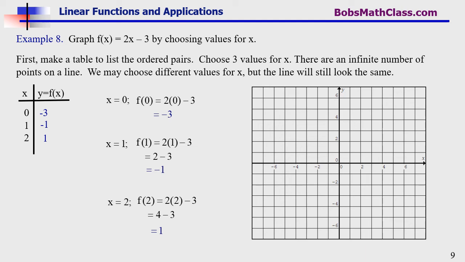So now we're going to plot those three coordinates. We always start from the origin. The first coordinate is 0, negative 3. So you go to 0 from the origin, which means you don't go anywhere left or right, and then you go down 3. Do the same thing with the other points. The second one is go over 1, so 1 to the right, and then down 1. And the third point is over 2 and up 1.